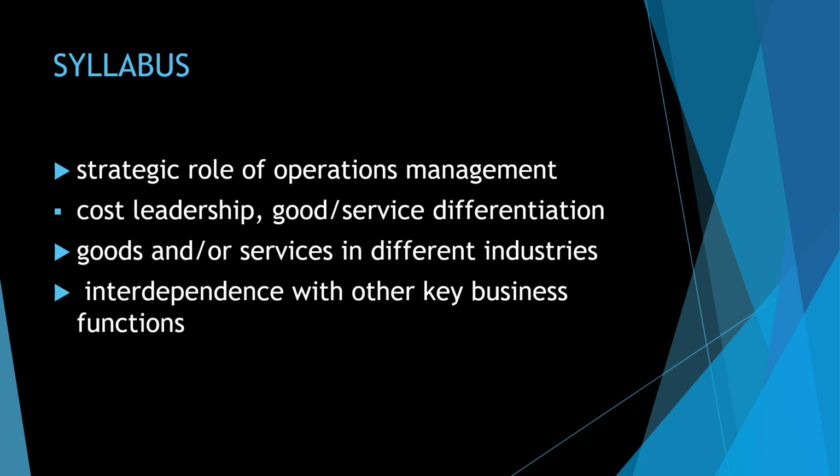Okay, so we've got the strategic role of operations, which has 2 sections, which on the syllabus dot point from NESA is marked with a little dash. So we've got cost leadership and good and service differentiation. We've got goods and services in different industries and interdependence with other key business functions, which appears in the role of every topic of operations. So that last one is a good one to know.